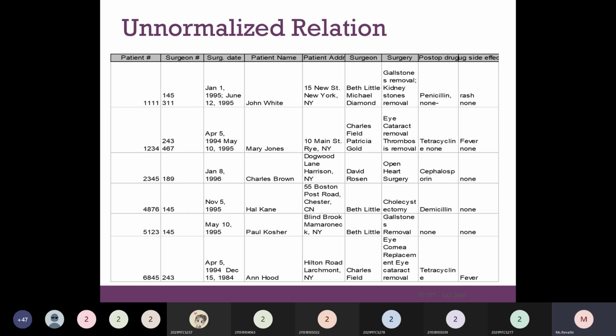Similarly, Beth Little is a surgeon who has treated the patient named Paul Kosher for the problem of gallstone removal. So here we can see the presence of redundant data. How can we resolve the redundancy? How can we reduce the redundancy?